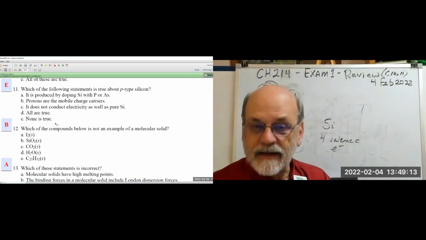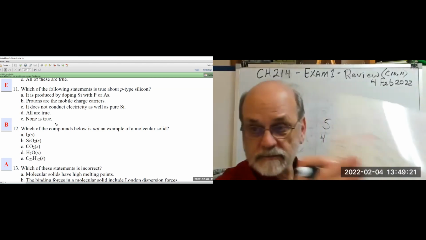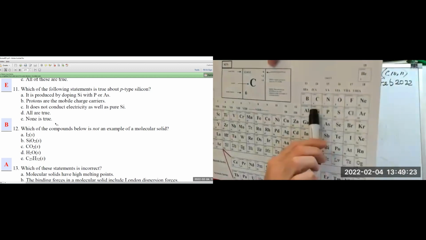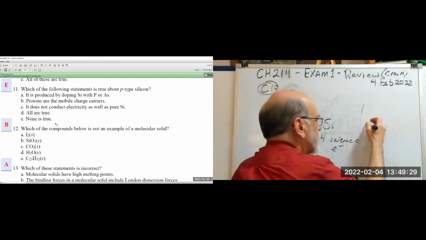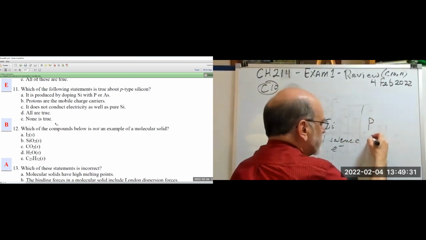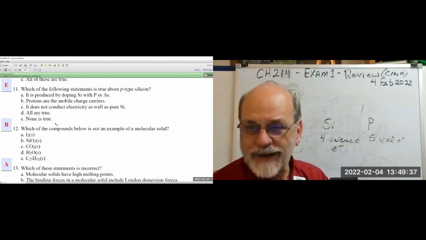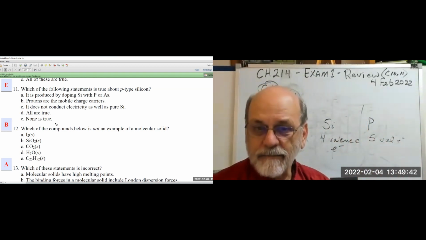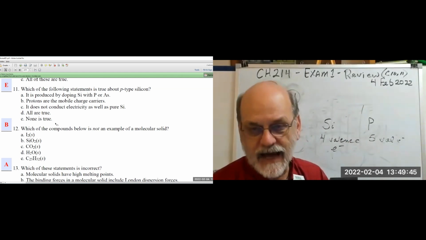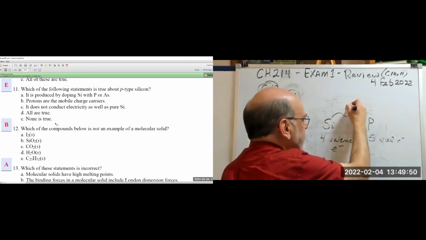Okay. If you dope it with an element to the right of it in the periodic table, like here's silicon, if you dope it with phosphorus, phosphorus has 5 valence electrons, 1 extra electron. So when you make an alloy with that, you're adding an extra electron. That makes it an N-type silicon. This alloy would be N-type.